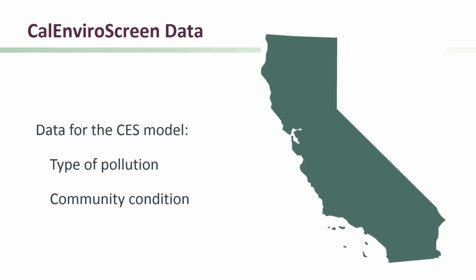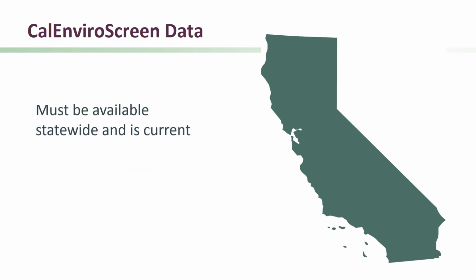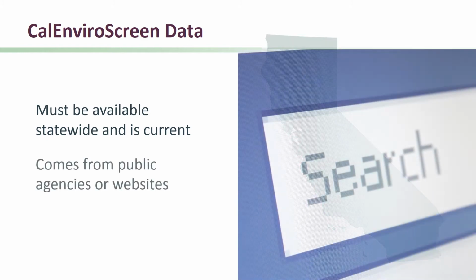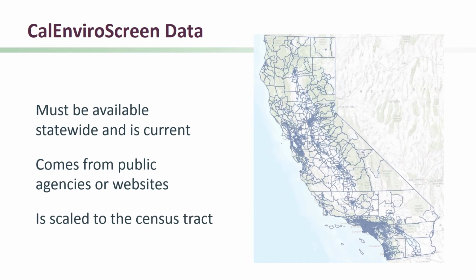The data that go into the CES model provide information about a type of pollution or a condition in communities. Since CalEnviroScreen is a statewide tool, the information had to be available for the whole state. CalEnviroScreen also relies on information that anyone can access, so data mostly comes from public agencies or websites. Sometimes information is already available at the census tract scale. Other times, census tract scale information is not available, so we needed to figure out how to assign the information to each census tract across the state. The data should also be as up-to-date as possible.